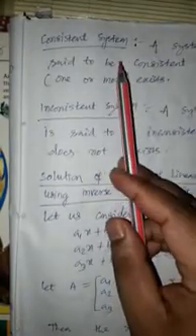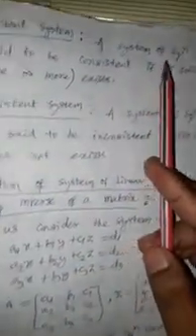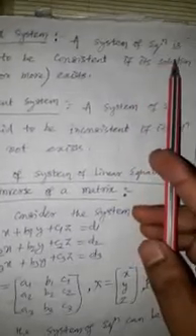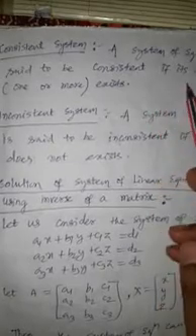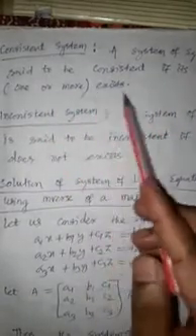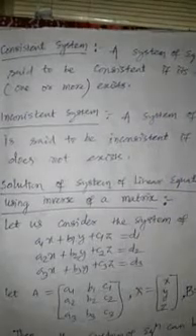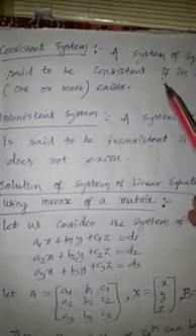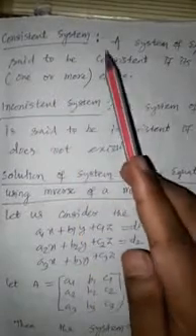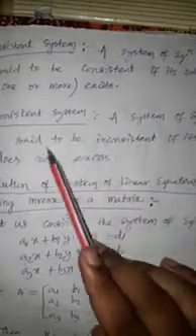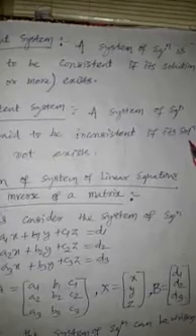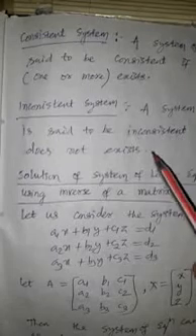Now, consistent system. A system of equations is said to be consistent if its solution, one or more, exists. If some solution exists, then we call it consistent. Inconsistent: a system of equations is said to be inconsistent if its solution does not exist. If there is no solution, then it is inconsistent.